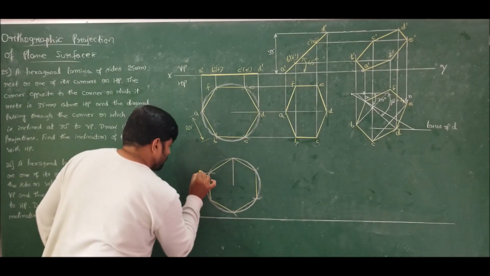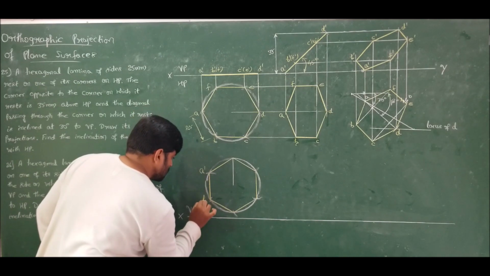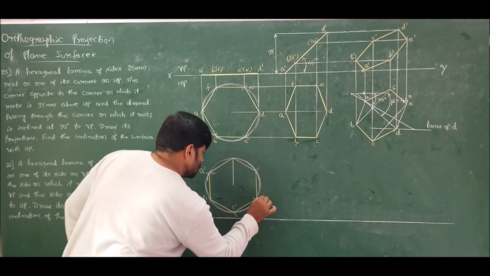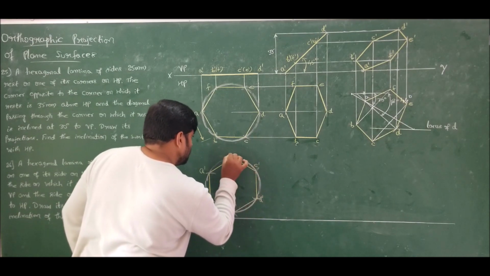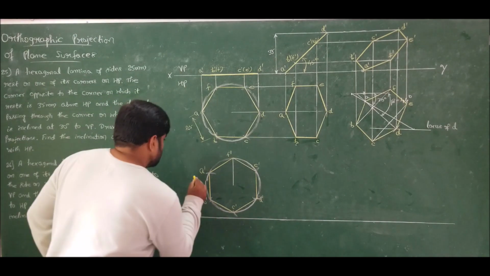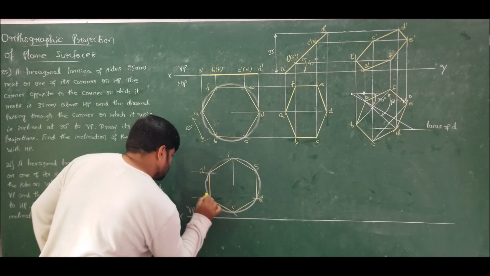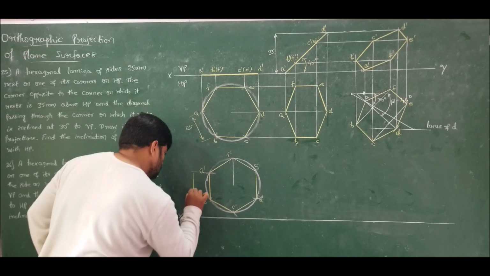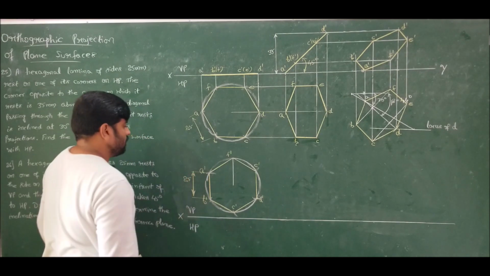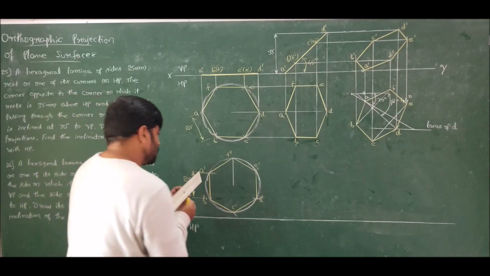That is A dash, B dash, C dash, D dash, E dash and F dash. Now take vertical projection. Side length is given for us. Each of these sides is measuring 25 mm, given in the question. Now take projection.